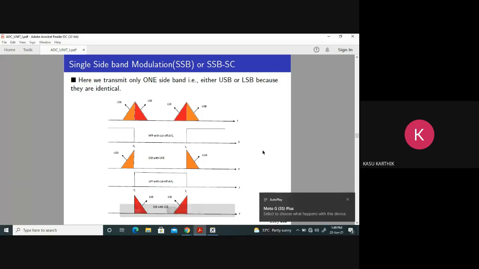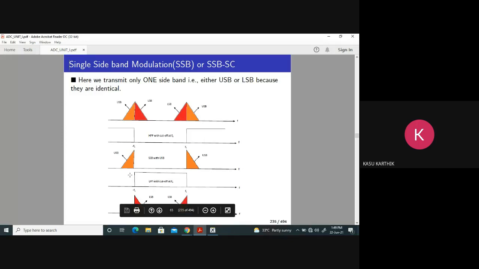One of the last techniques is called single sideband modulation. Here, first we generate DSBSC, which means two sidebands. Then, by using filters, we remove one of the sidebands. That is called SSB, single sideband modulation. By doing so, we are saving the power as well as bandwidth.